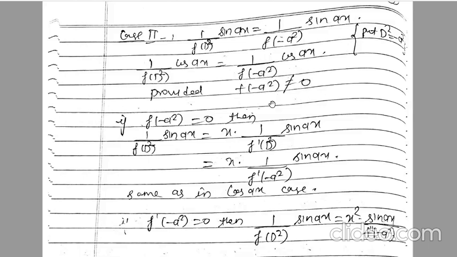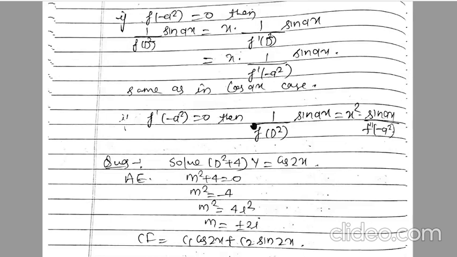If this is equal to 0, then what will we do? Apply the same rule as in the exponential form. So 1 upon f(D square) sin ax, if this is 0, then multiply by x, 1 upon f dash (D square) sin ax, then again you can put minus a square if you are getting D square there, right? Same as in the cos ax form. Then again, if you are getting this value equal to 0, then again multiply by x and differentiate. So there is a question here: solve D square plus 4 of y is equal to cos 2x.